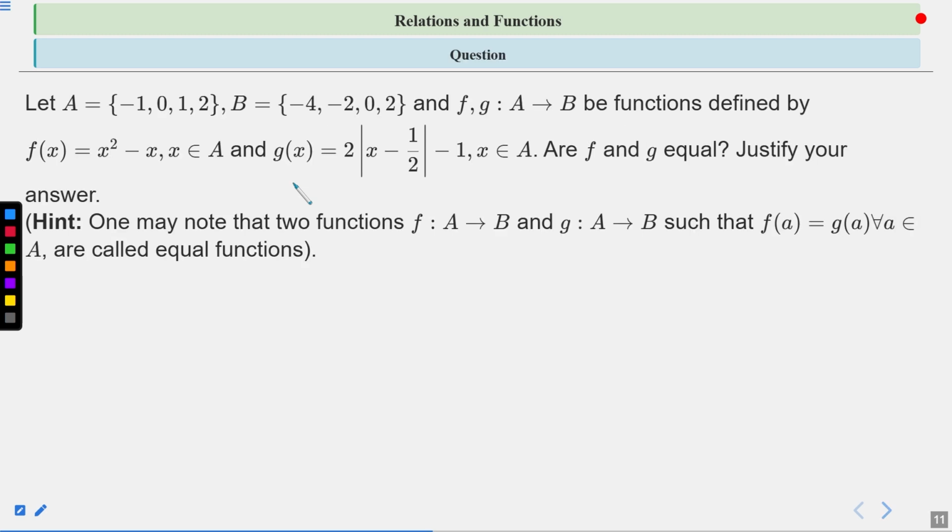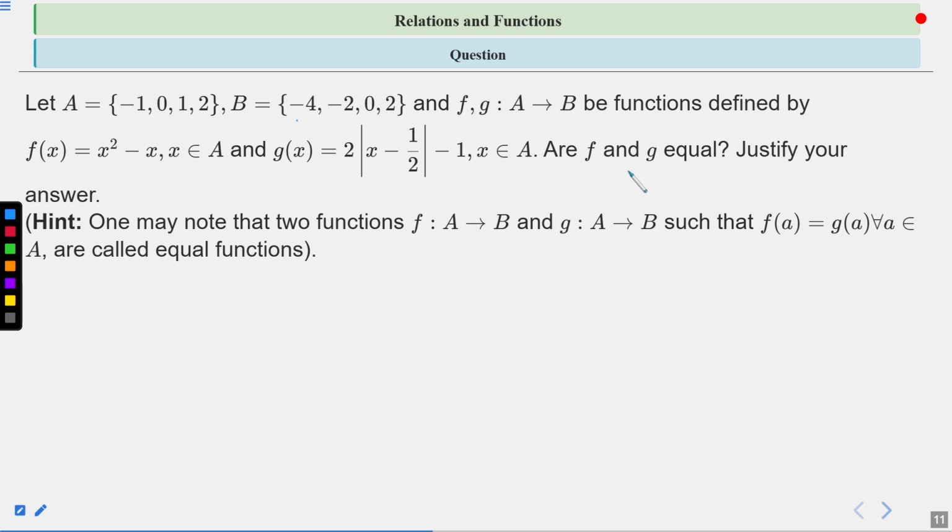See, the next question says: let set A be minus 1, 0, 1, 2. Set B is minus 4, minus 2, 0, 2. And from set A to B, we define two functions, f and g, from A to B, defined by f(x) is x square minus x, where x belongs to A, and g(x) is 2 times mod of x minus 1 by 2, minus 1, where x belongs to A. So are f and g equal?